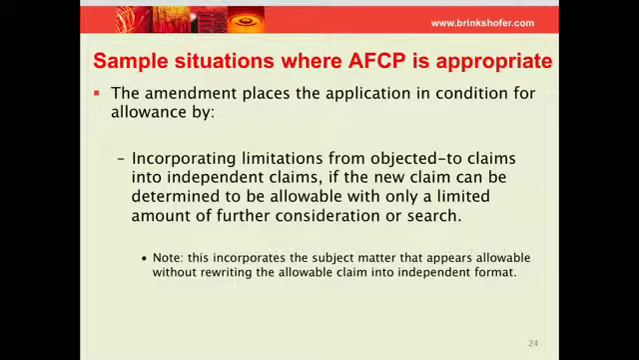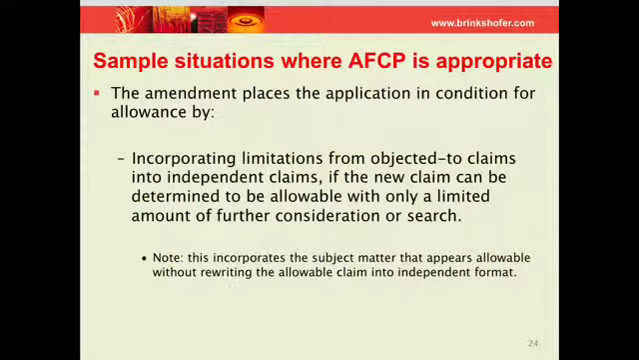So for example, let's say that a final action rejects claim 1, but allows claim 2. So the applicant's attorney, in the after final response, simply amends claim 1 to incorporate all of the limitations from claim 2. That is not a proper amendment under the after final consideration program. It would be treated as a normal after final response where the allowance would be issued.